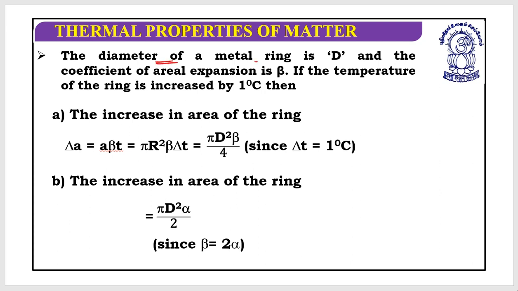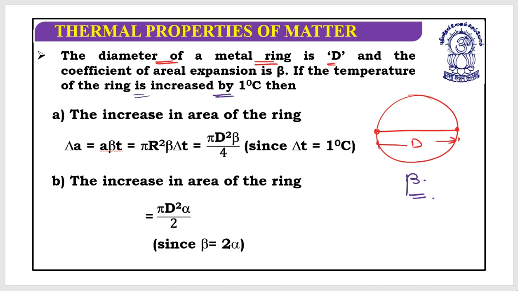First, let's say the diameter of a metal ring is D. It is something like this. This is the metal ring and its diameter is D. And the coefficient of areal expansion is beta. If the temperature of the ring is increased by 1 degree Celsius, then as we know it is going to heat up something like this, and due to this heating effect its area would be increased, and when area is increased, beta is equal to delta A by A into delta T.